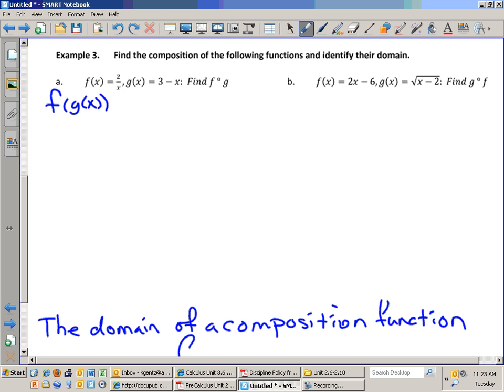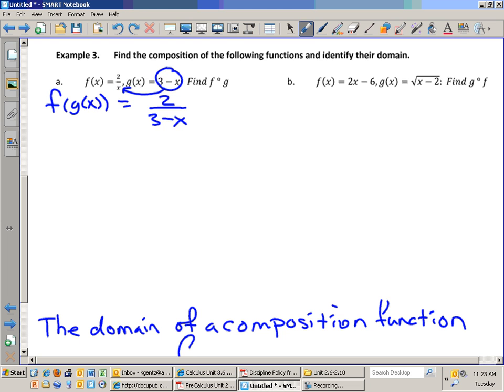Okay, so given f of x is 2 over x, and g of x is 3 minus x, we want to find f of g, and we want to find the domain of it as well. Who could give me an expression that tells me what f of g is? Right, so you did 2 over 3 minus x. You plug that 3 minus x in there.